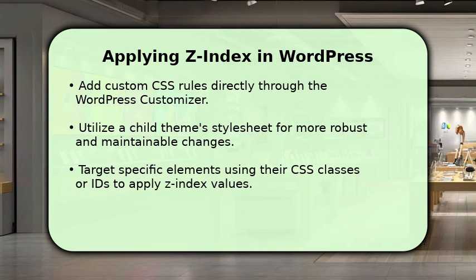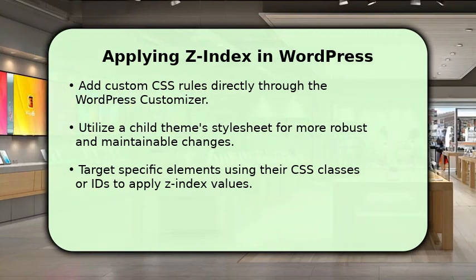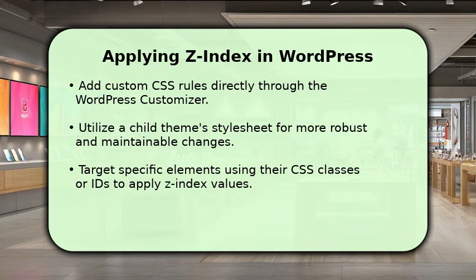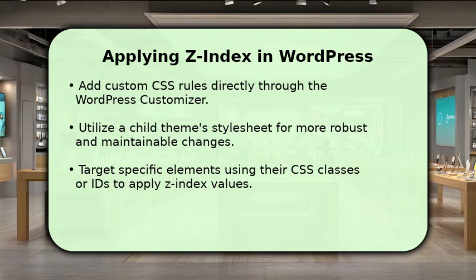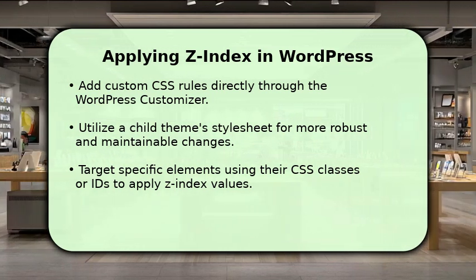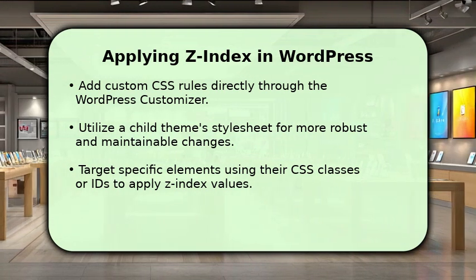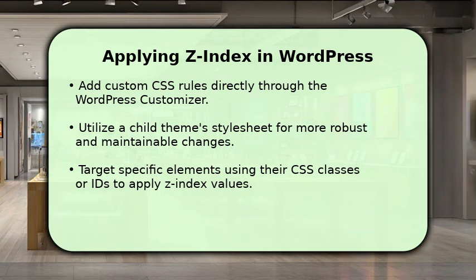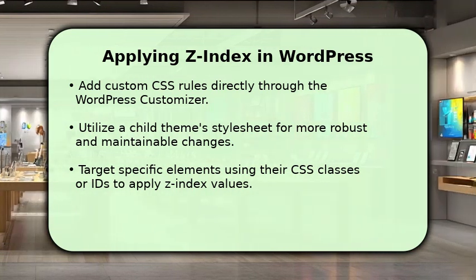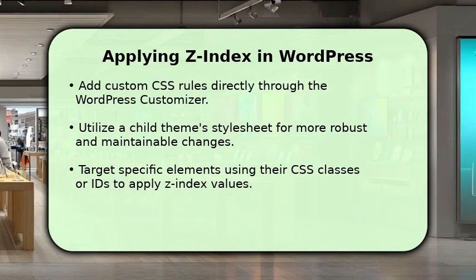The easiest method is often through the WordPress customizer, navigating to additional CSS to add your rules. For more extensive or permanent changes, consider using a child theme style sheet, typically named Style.CSS. Remember to target the correct element using its unique CSS class or ID. For instance, you might assign a Z-index of 999 to a pop-up to ensure it always appears above other content.